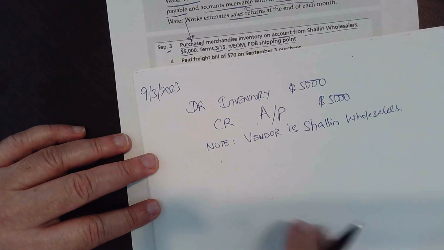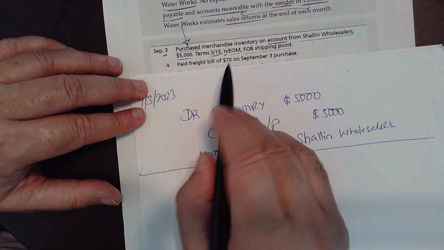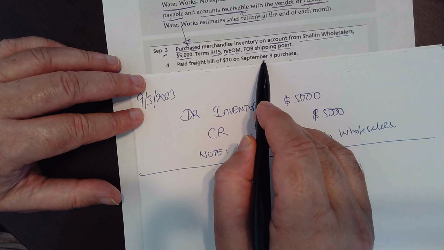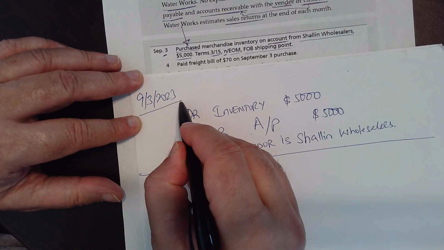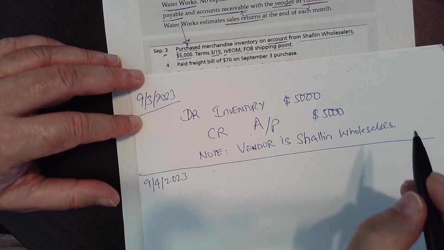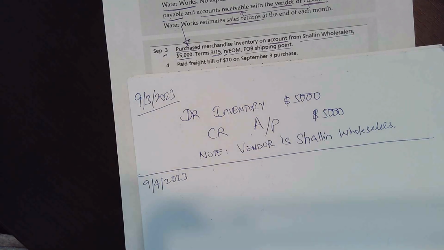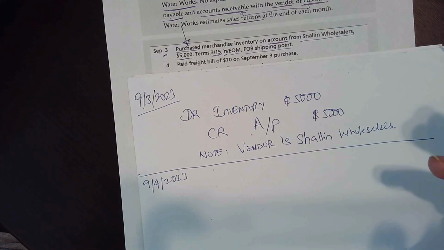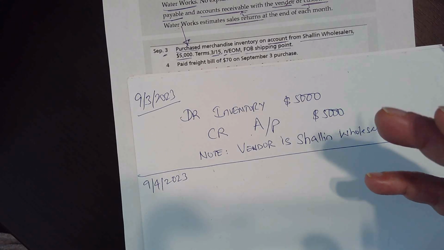Okay. In the next transaction, paid freight bill of $70 on September 3rd purchase. So Waterworks made this purchase on September 3rd, and they paid $70 for the freight bill. So what is a freight bill? A freight bill is the same thing that an individual may have to pay to Amazon, for example. So shipping and handling is the same thing as the freight bill.